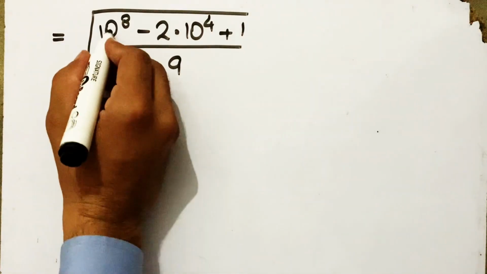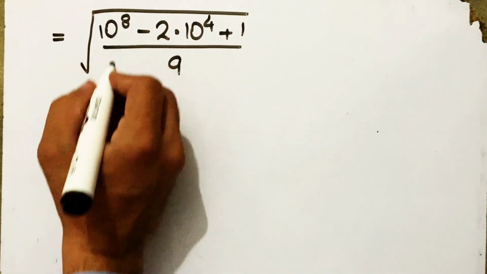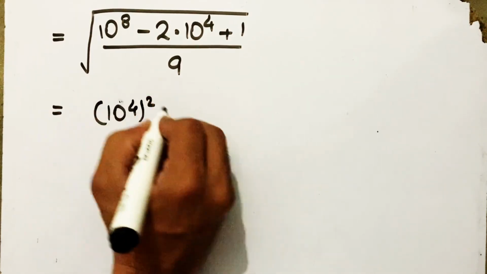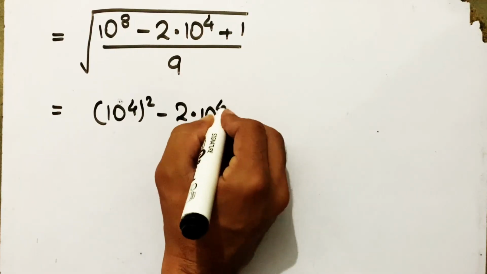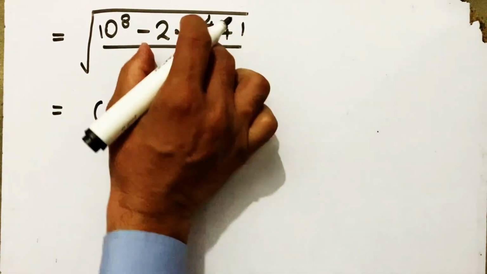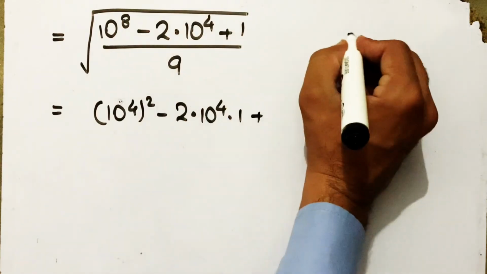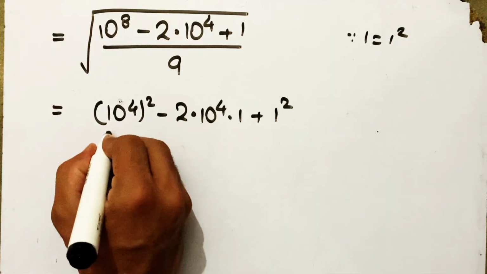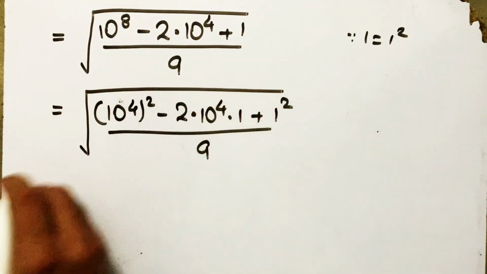Next step: 8 becomes 4 into 2, which is 8. 10 to the power of 4 whole squared, then minus 2 into 10 to the power 4 into 1, and plus 1 squared, divided by 9, square root.